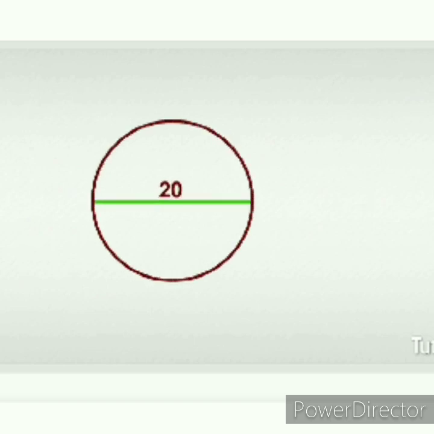Let's try a practice problem and find the circumference of a circle that has a diameter of 20. Let's start with our formula. Then plug in 20 for our diameter. You did it. We can leave our answer in terms of pi, so the circumference of the circle is 20 pi units.